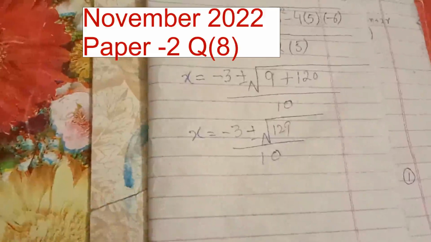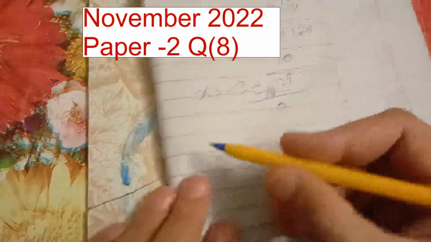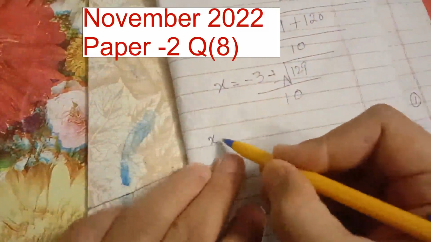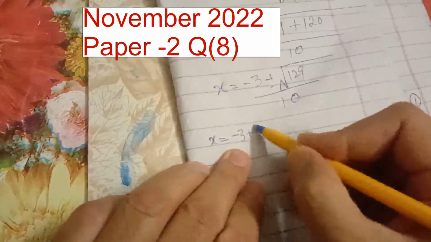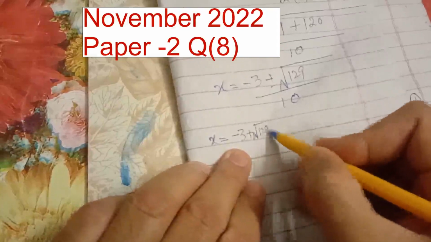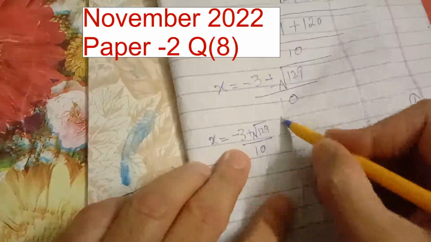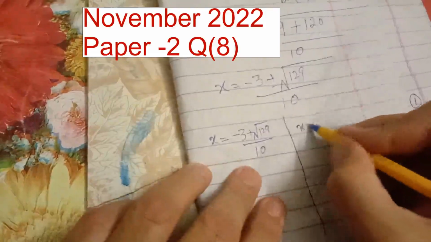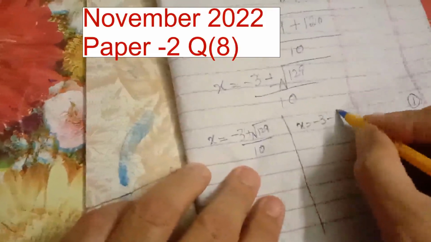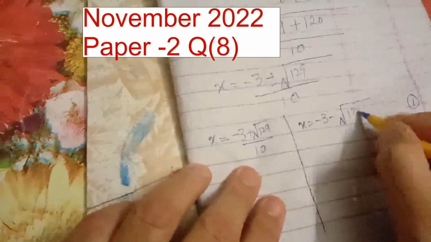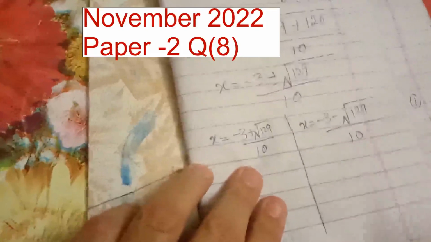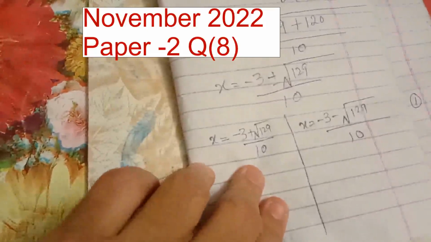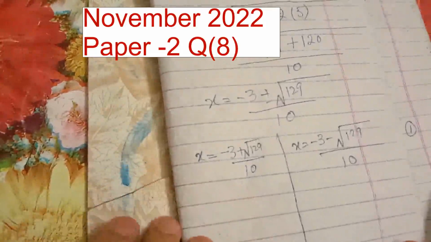We have to simplify it. How to simplify it? This is plus minus, so once we write it with plus and once with minus. So we get minus 3 plus under root 129 over 10. Our second option is x is equal to minus 3 minus under the root sign 129 whole divided by 10. These are two expressions we have to evaluate.